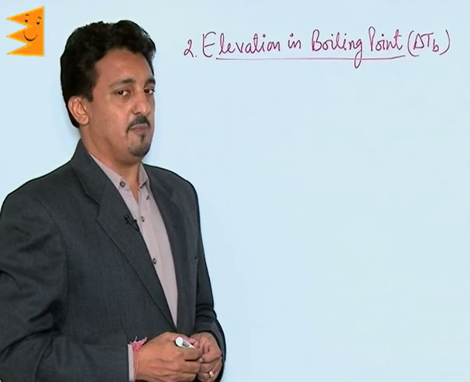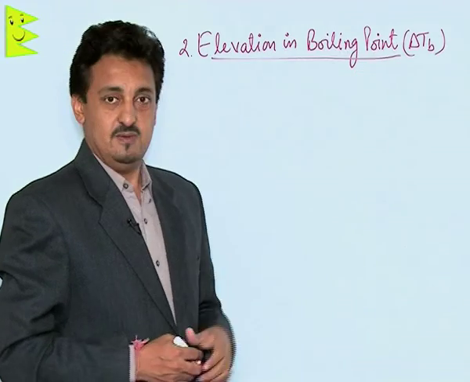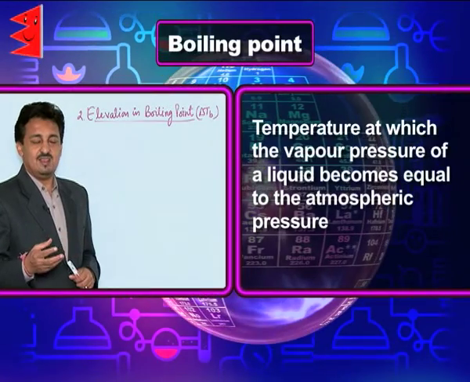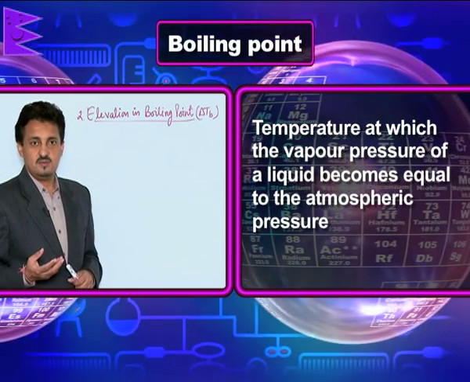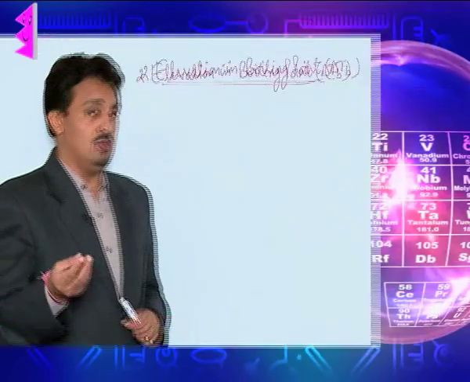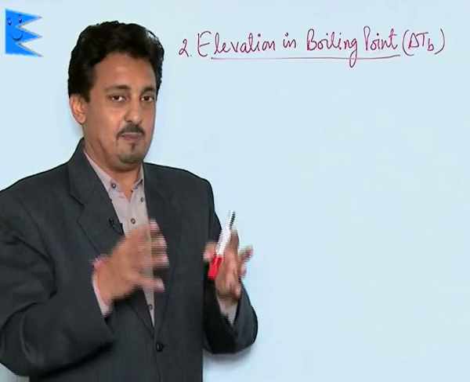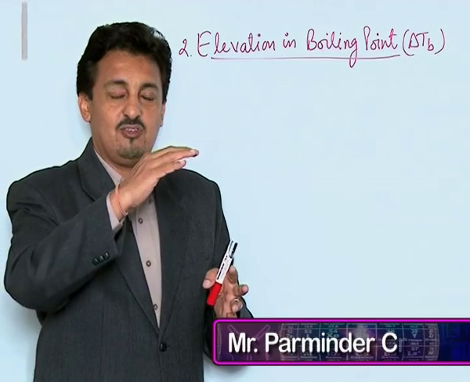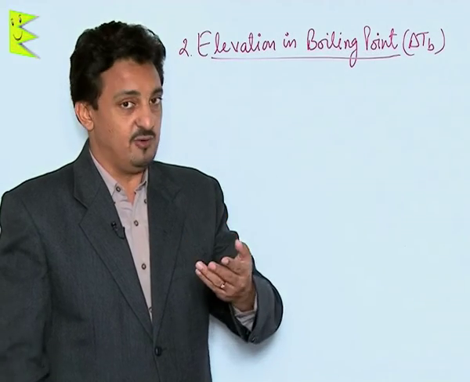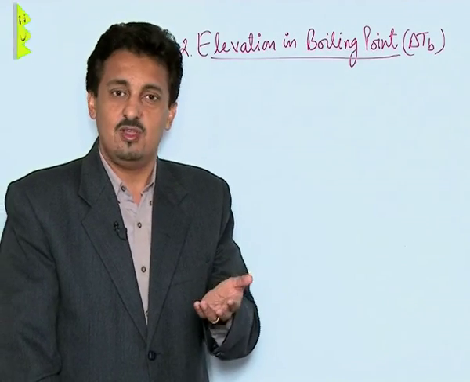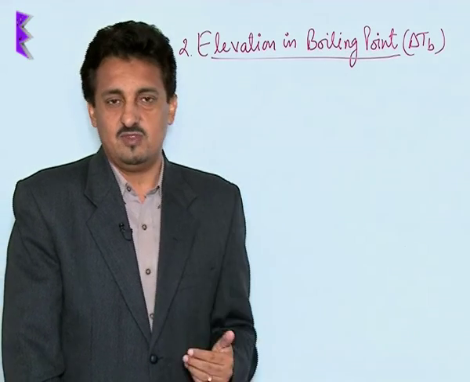The second colligative property is elevation in boiling point, which is given the symbol delta TB. We know boiling point is the temperature at which the vapor pressure of a liquid becomes equal to the atmospheric pressure. But we also know the moment we add a non-volatile solute to the liquid solvent and the solution is formed, the vapor pressure of the solution becomes less than the pure solvent. When the vapor pressure is less, we have to heat the same solution to a much higher temperature so that its vapor pressure becomes equal to the same atmospheric pressure.